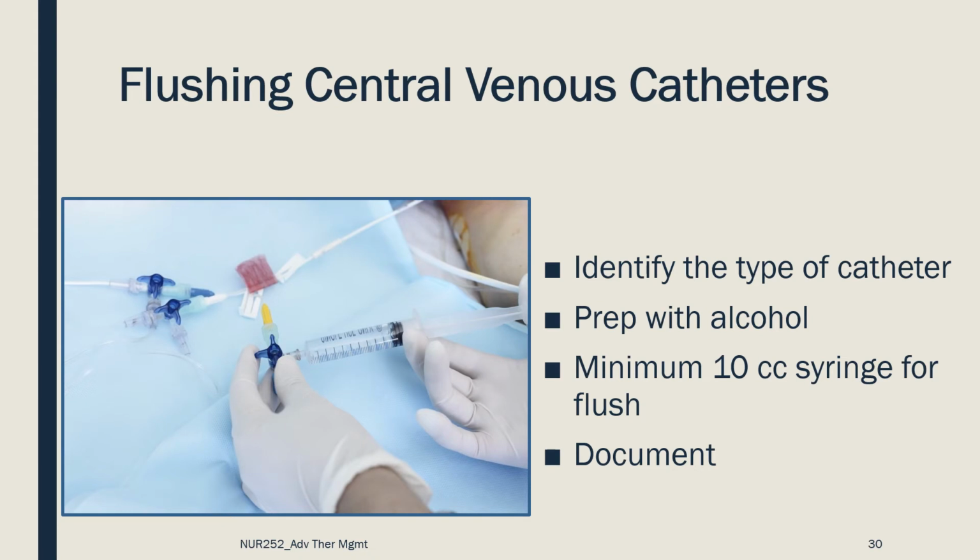Several basic steps are included in a central venous catheter flushing. Always identify the type of catheter in place. Alcohol is a required prep solution. Scrub for at least 30 seconds. If you use less than a 10 cc syringe, there is a great risk of causing too much pressure on the catheter itself and could cause harm.